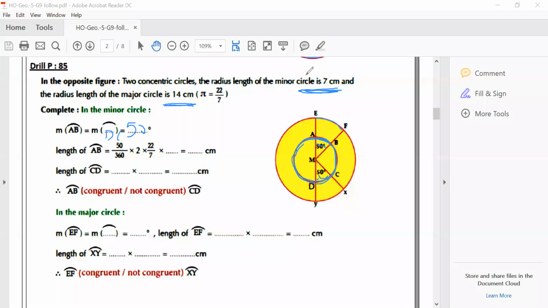Then I want to complete the length of AB. We said that the length of arc AB equals the measure of the arc, 50 over 360, which is the measure of the whole circle, times 2 times 22/7 times what? What is missing here? Radius. Well, the radius equals what? 7. Then you calculate it to get it in centimeters.